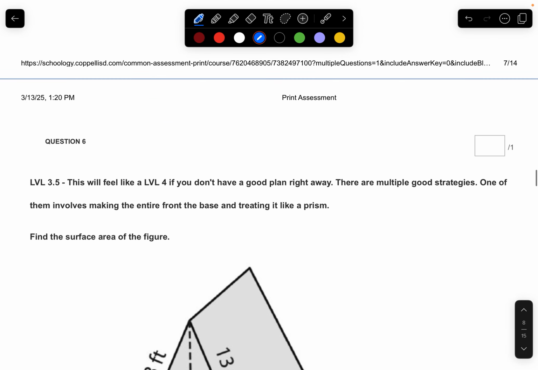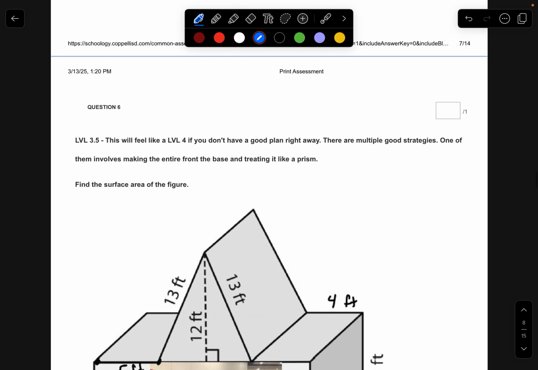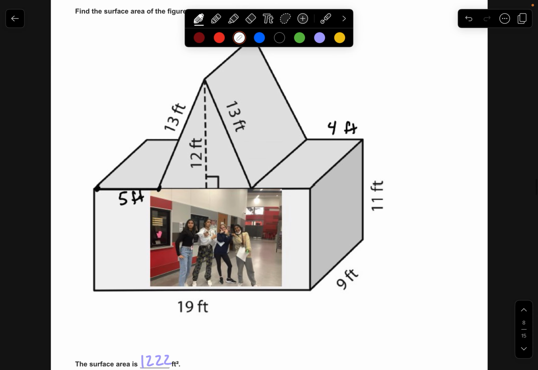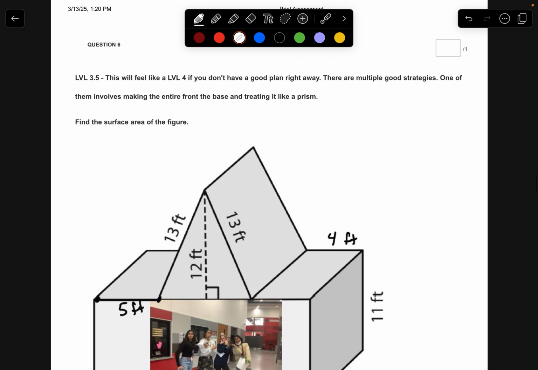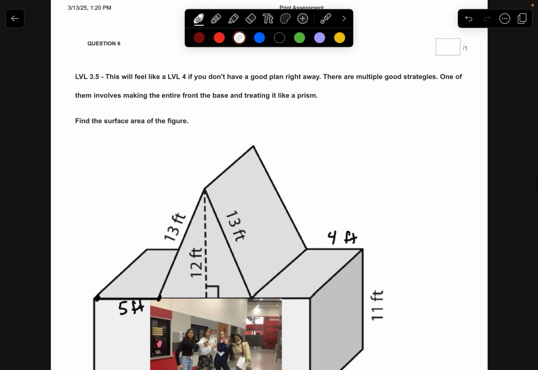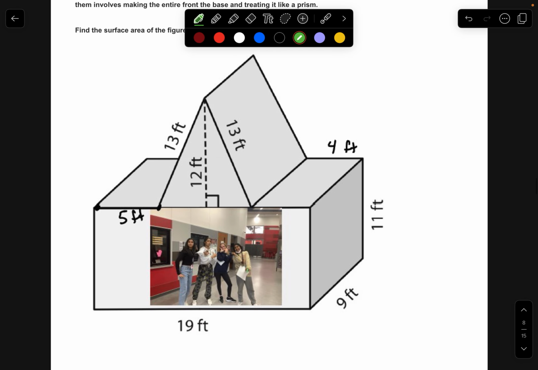Next question. This one's going to be a little bit harder to do for sure. It says this is a level 4. Yep, we got a lot going on. All right, team, so take a look. I'm going to highlight it in green. Look at all of this.